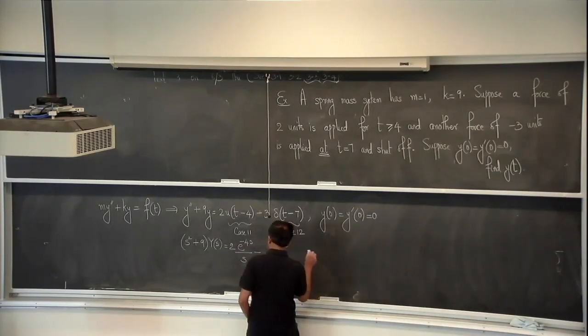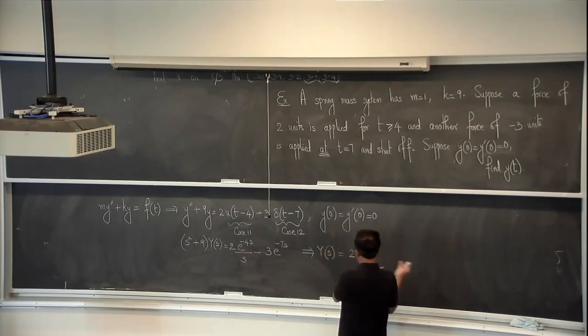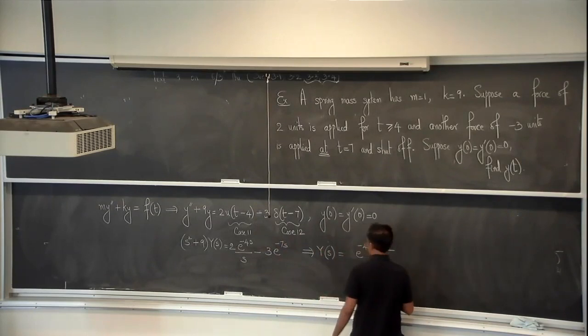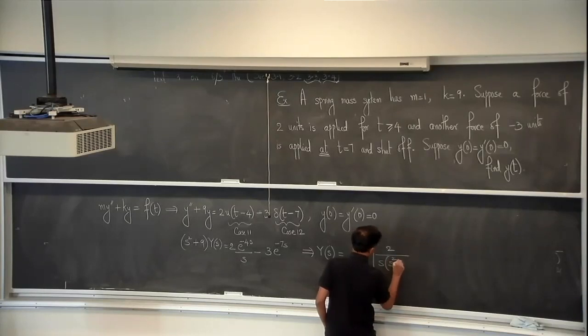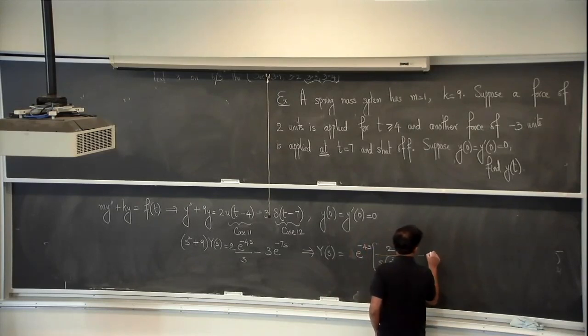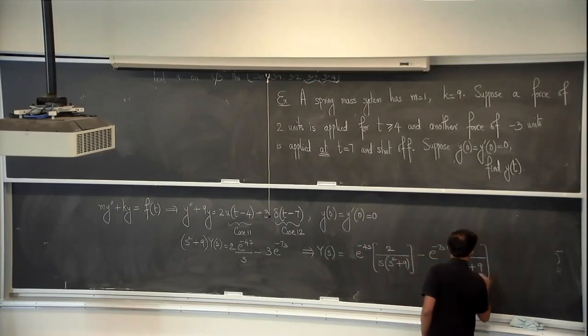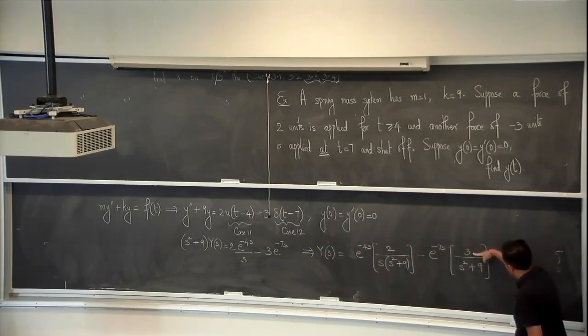Divide both sides by s squared plus 9. So I get y of s equal to 2 e to the power of negative 4s. I don't know if that 2 is useful inside or outside. Okay. Maybe I could keep it inside so that I won't forget it. So e to the negative 4s times 2 over s times s squared plus 9, minus e to the power of negative 7s times 3 over s squared plus 9. Actually, you won't believe it, this 3 is ultra useful for this one.